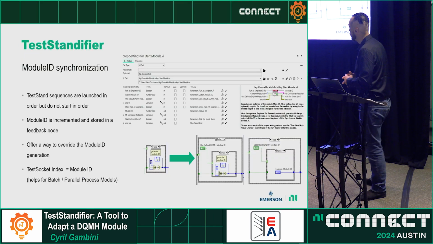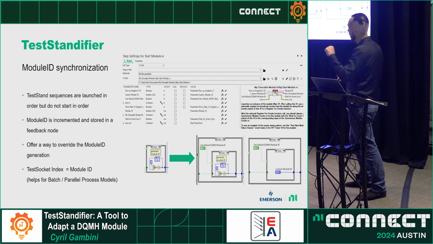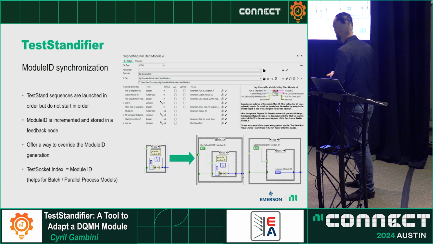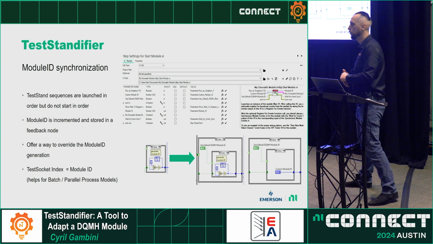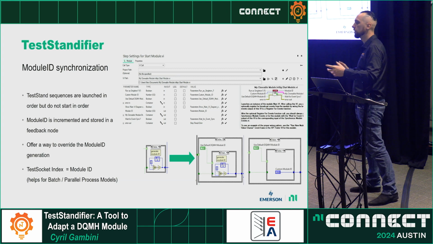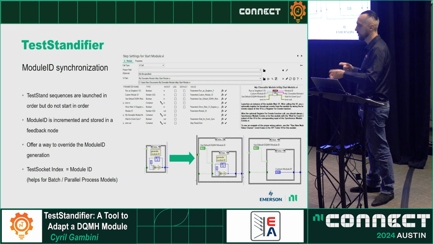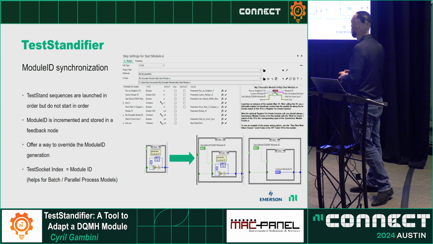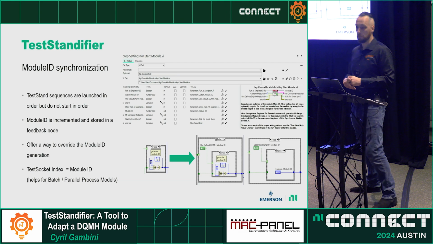So this is done also automatically by the scripter, and you just have one parameter to fill from your sequence to decide which mechanism you want to use. And you don't have to create a dictionary, for example, on the side to link a test socket index to a module ID. So it's only a question of parameter now.